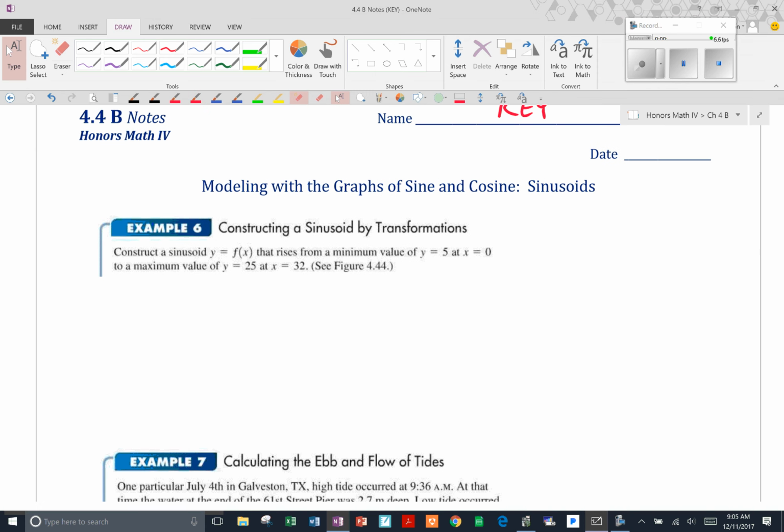All right, we're going to finish up section 4 today in chapter 4 with graphing some sines and cosines again. These are known as sinusoids.